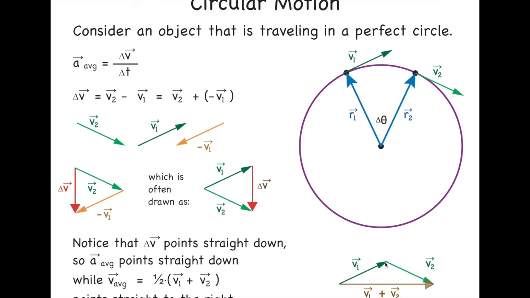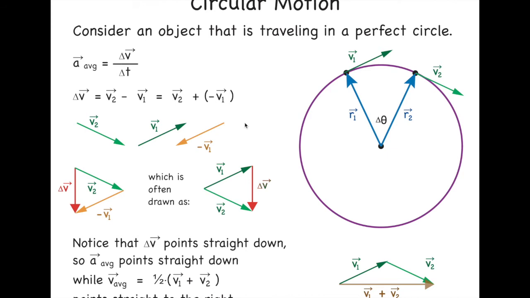All right, so the average velocity is 1/2 of v1 plus v2. Well, v1 points this way. You do head to tail addition, v2 points down this way. The resultant is from here to here. You see that v1 plus v2 points straight to the right. And obviously 1/2 of that would still point straight to the right, but only coming out to here. So the average acceleration points straight downward, but the average velocity points to the right.